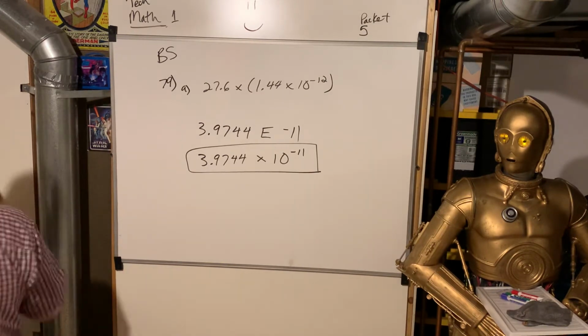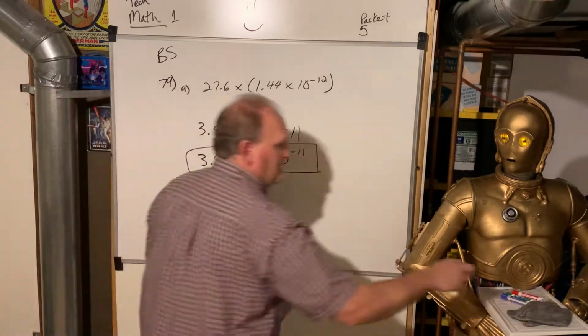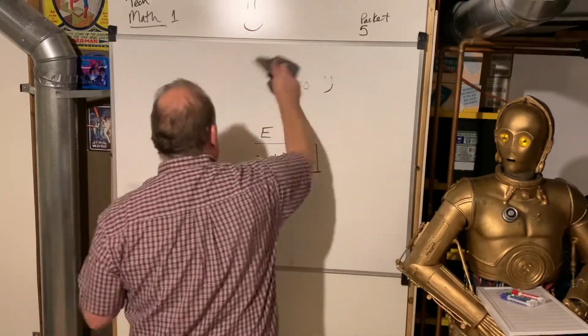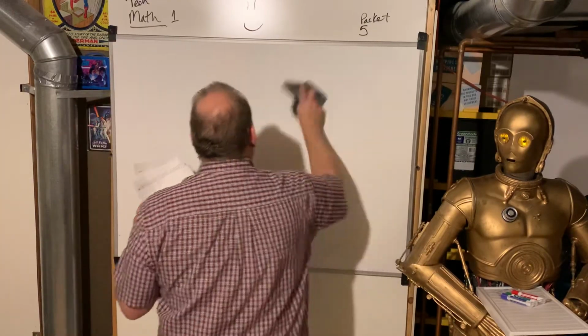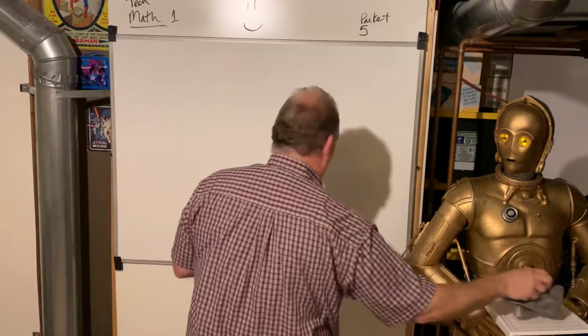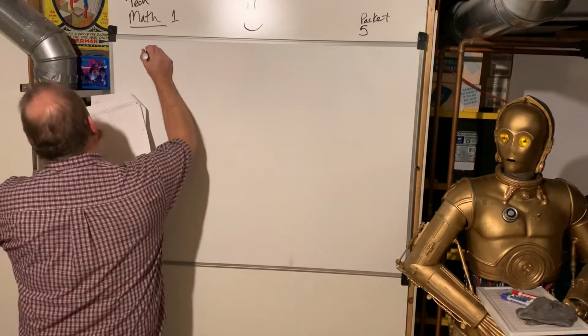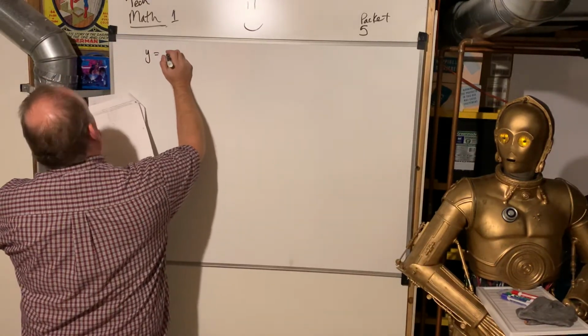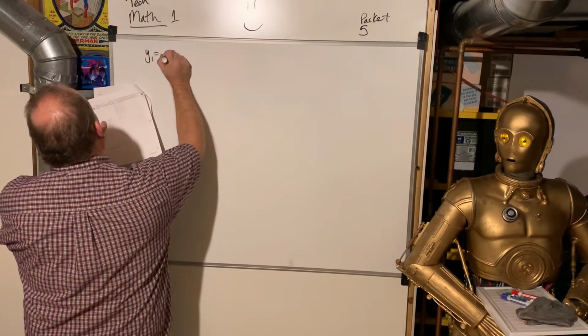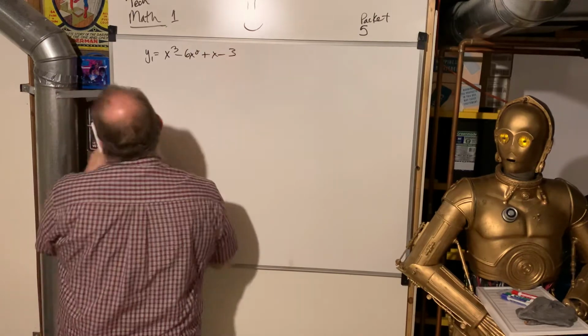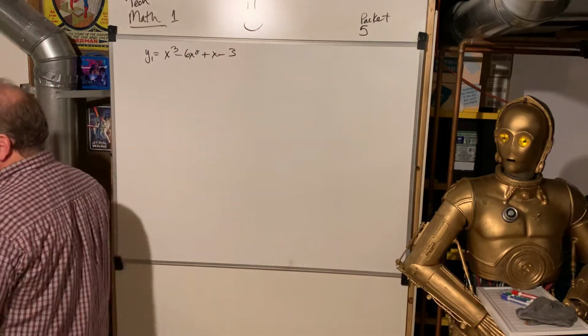Okay, here, D4. Let's go to D4. So that was B5 was the last one. Let's go to D4 in the packet. That's the second to last page in the 5 packet. And we'll graph something really quick. So we'll graph y sub 1 will equal x to the third minus 6x squared plus x minus 3. And so let's take a look at that.